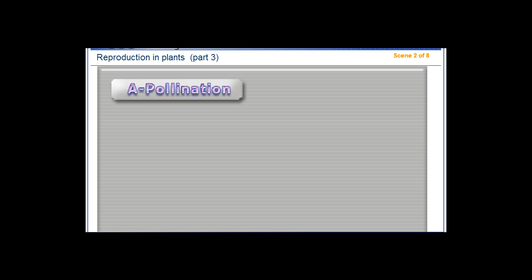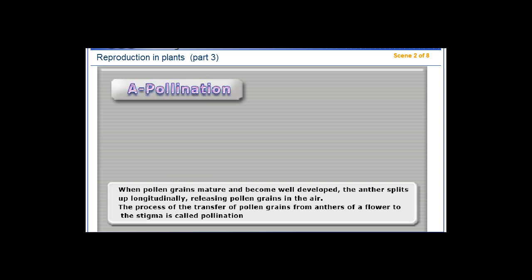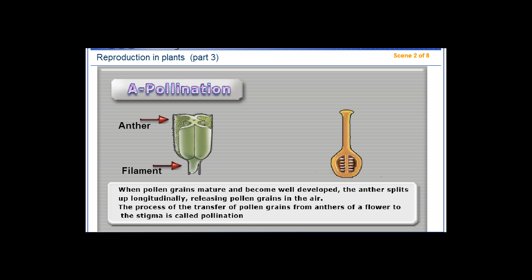A. Pollination. When pollen grains mature and become well developed, the anther splits up longitudinally, releasing pollen grains in the air. The process of the transfer of pollen grains from anthers of a flower to the stigma is called pollination.